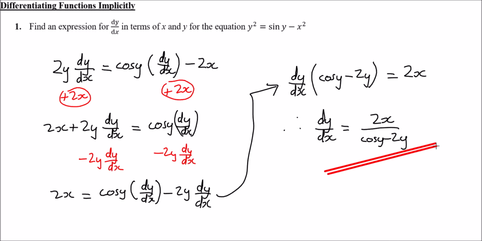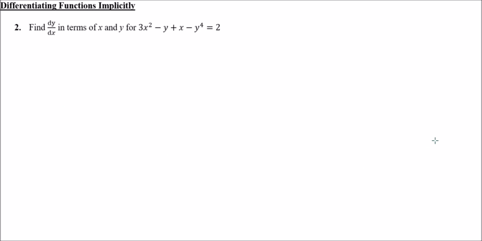Let's do another example. This time, find dy by dx, again in terms of x and y, for this expression here. So same idea, differentiate the left, differentiate the right hand side. On the left hand side, 3x squared will differentiate to 6x. If this were minus x, that'll differentiate to minus 1. Because it's minus y, that'll differentiate to minus 1 times dy by dx. So 1 times dy by dx is just dy by dx. X differentiates to 1.